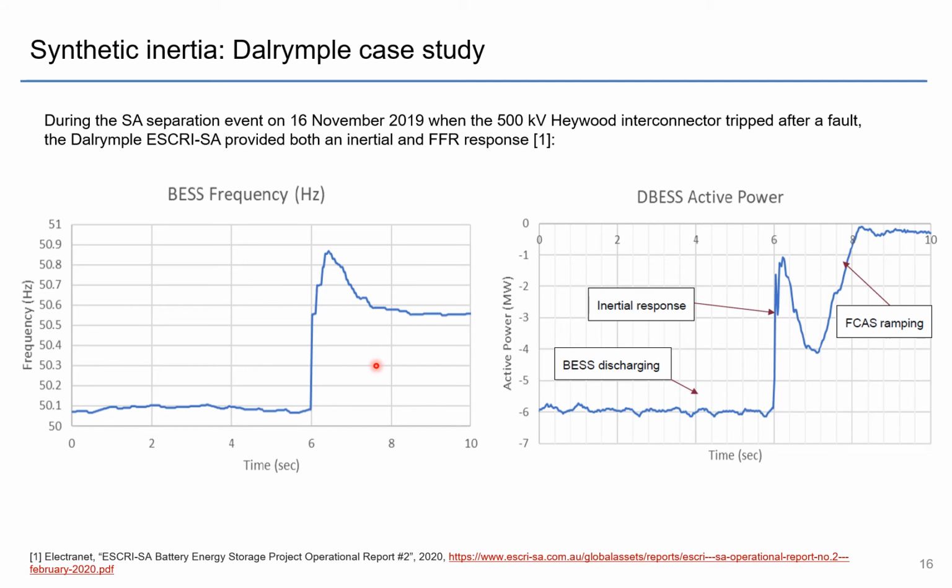As soon as the spike happened, you can see that the BESS was discharging, and you see an immediate inertial response, very similar to what you see from a synchronous machine, and then a fast frequency response ramping down towards 0 megawatts. So this demonstrates both the synthetic inertia capabilities of the BESS as well as the FFR capabilities.